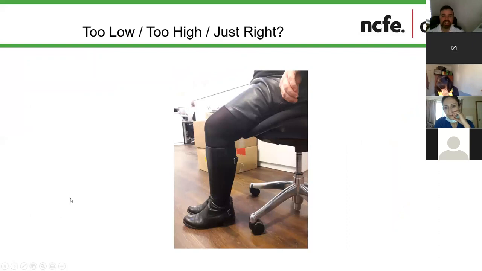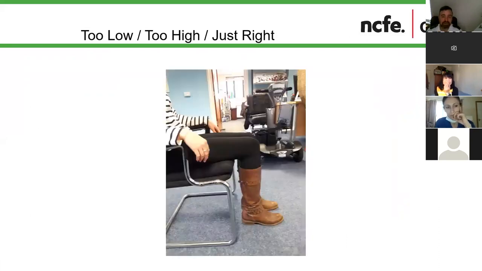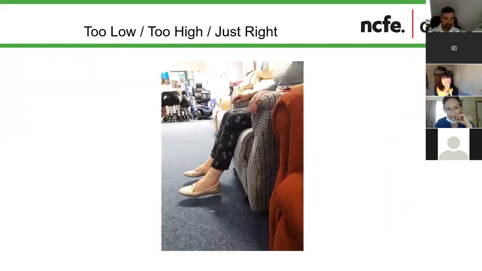So do we think that this chair is too low, too high, or just right? Too high. Yeah, it's too high. What about this one? Perfect. This is all right, looks good. This one? Too high. Yeah. So again, we can see straight away, can't we?